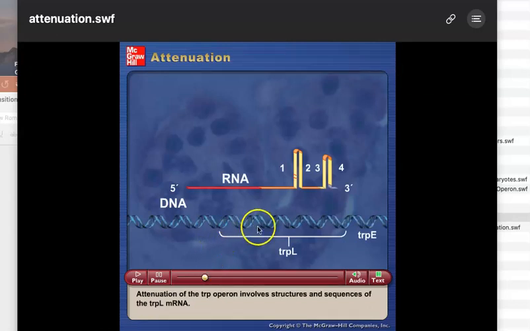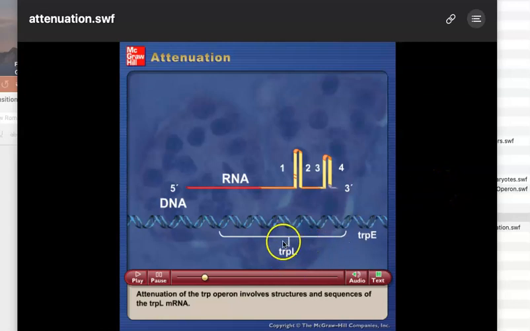So here's the TRP-L leader. We've got regions 1 and 2 and regions 3 and 4. Here's the RNA that's being made. Imagine that this is the operon for the biosynthesis of tryptophan. Obviously, the cells don't need biosynthesis proteins for tryptophan if there's a ton of tryptophan in the medium. So not surprisingly, the presence of tryptophan will stop this from happening, whereas the absence of tryptophan will encourage expression of the tryptophan operon.